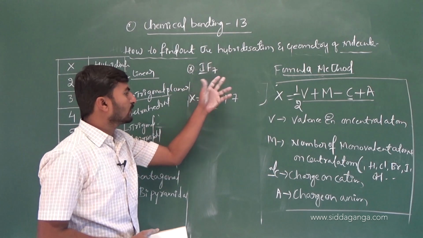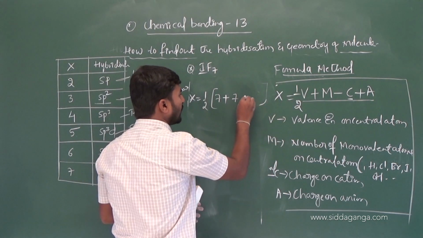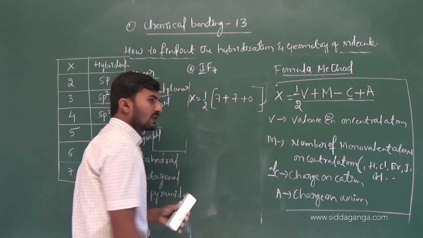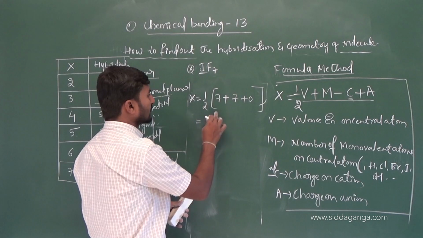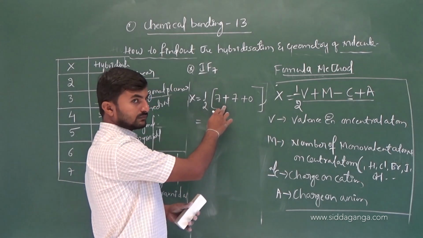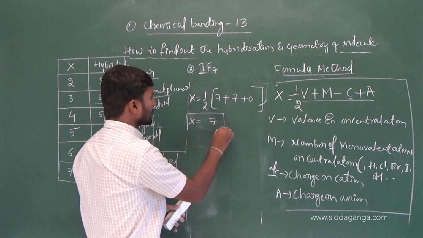As this molecule does not possess any charges, the charge is 0. Half into 14, it will become 7. The value of x becomes 7.